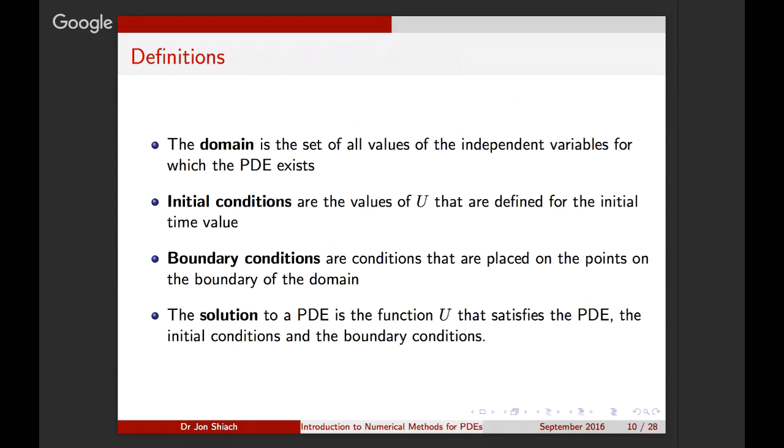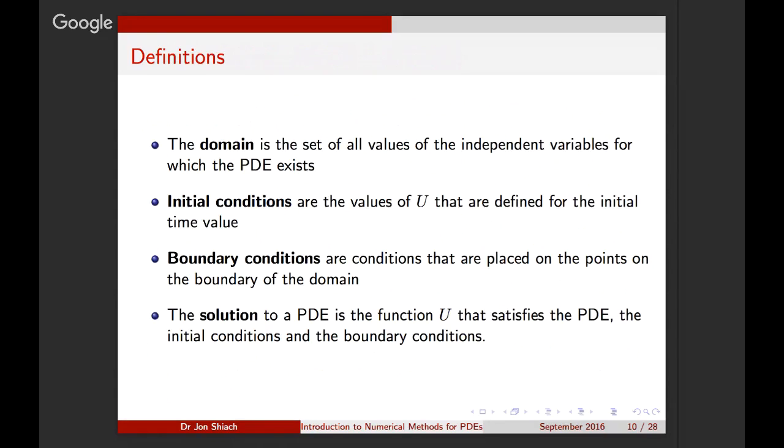Initial conditions. These are the values or conditions placed upon u, which are defined for the initial time. Normally, if we're modelling something, we start at t equals 0, so time is equal to 0 seconds. Whatever the condition of the system is at that point is what's known as the initial conditions. Let's talk about my water tank example. You may be modelling a water tank, and to start with, the water is still, so the velocity of the water will be 0 everywhere. These are what we refer to as initial conditions.